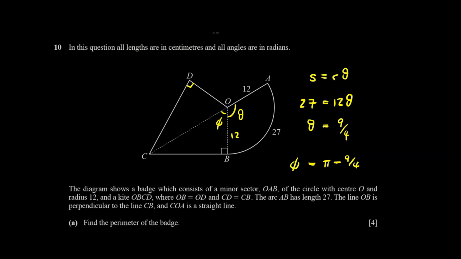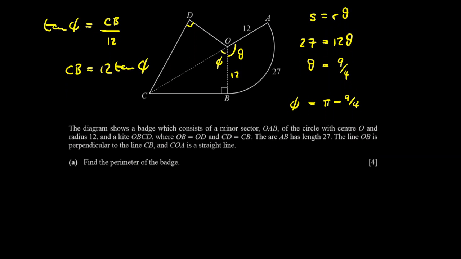So we can say that the length CB, right, which is this length here, can be found out in this way. We can say that tan phi will be equal to opposite CB over adjacent, which is 12. And therefore, CB is going to be equal to 12 tan phi. Well, okay, then now we just got to piece everything together, right?